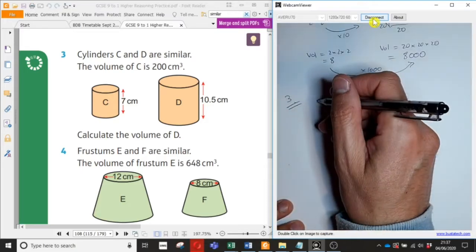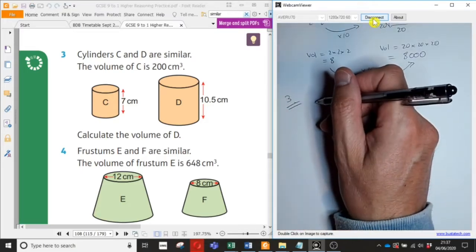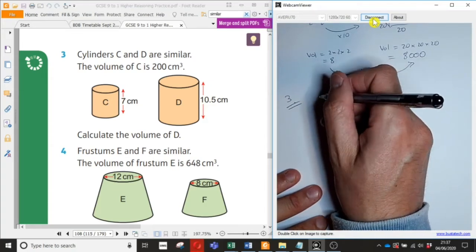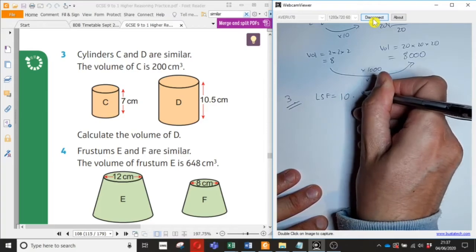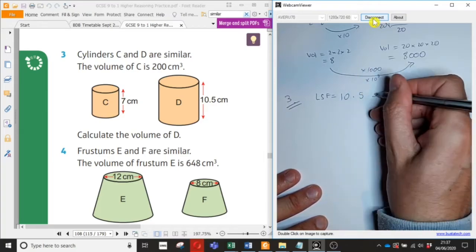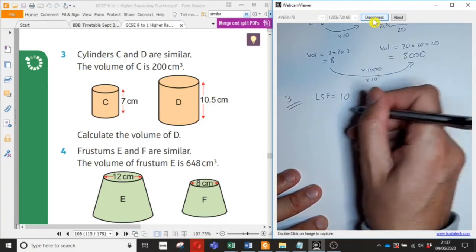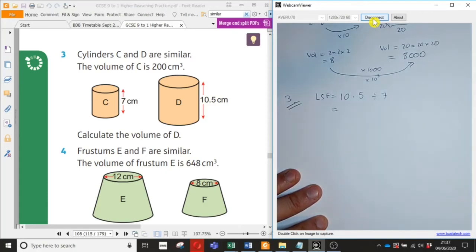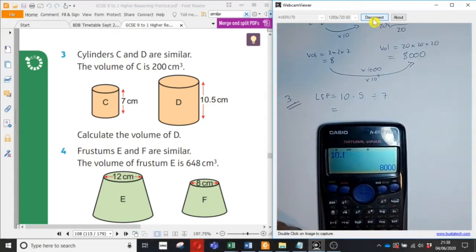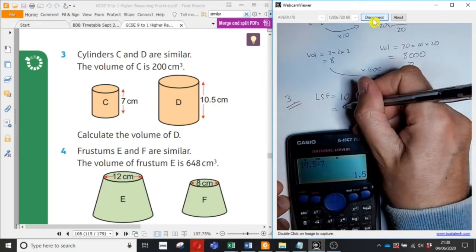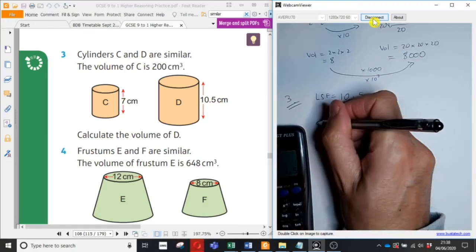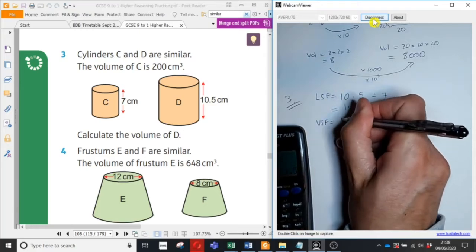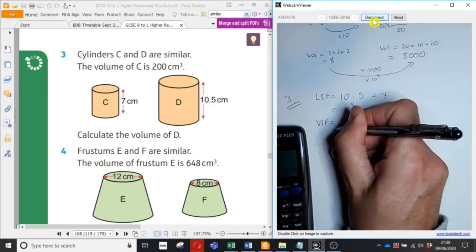I'm going to need a volume scale factor as they're similar shapes. I don't know what that is, but I can work out the length scale factor by dividing the big length of 10.5 by the small length of 7. 10.5 divided by 7 is 1.5. That's the length scale factor. So the volume scale factor will be 1.5 cubed.